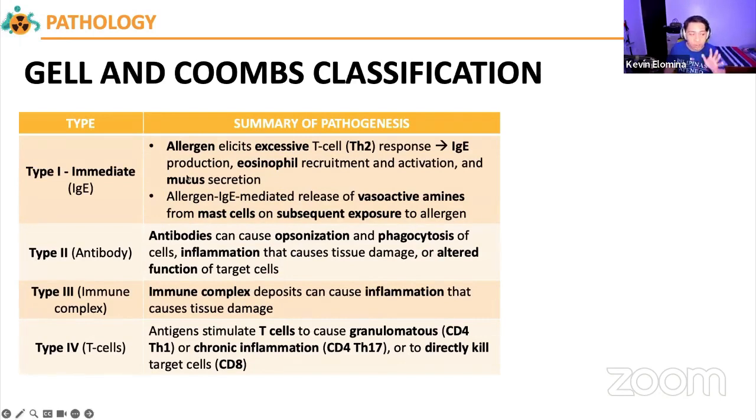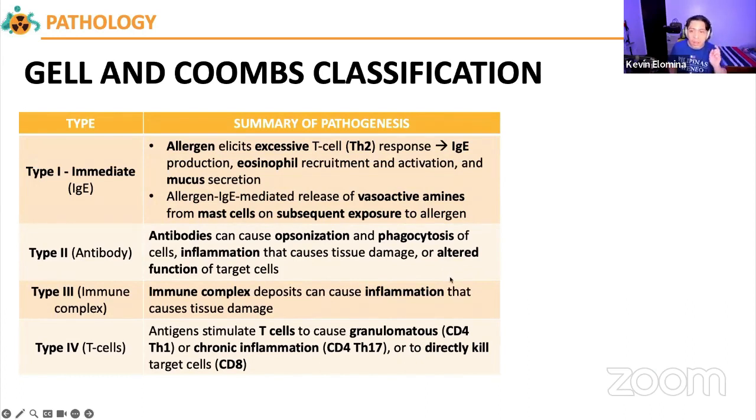So, dumiretso na tayo sa Gell and Coombs classification. This is also a high-yield concept. Lagi itong tinatanong every season. So, let's review. You have your 1, 2, 3, and 4. Your 1 is your allergies. It's IgE-mediated. Your type 2 is antibody-mediated. And you know that your antibodies, if you recall your inflammation and repair, can activate your complement system, diba? And it can cause damage through 3 sub-mechanisms, no? Your opsonization and phagocytosis, your inflammation, and these 2 are because of your complement activation, or it can alter the function of your target cells without significant organ damage.